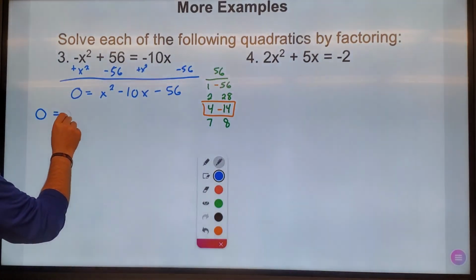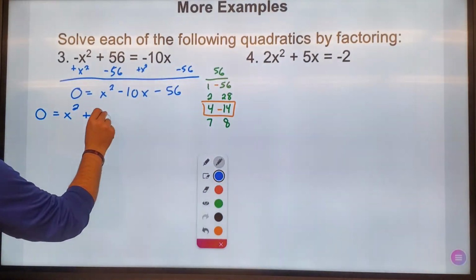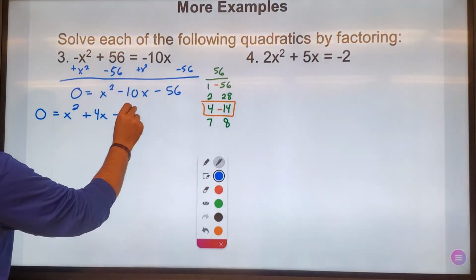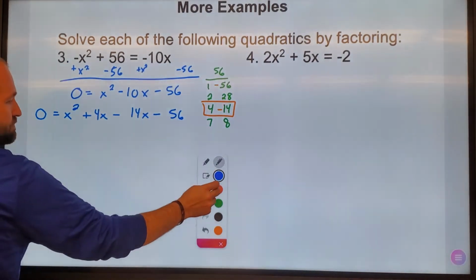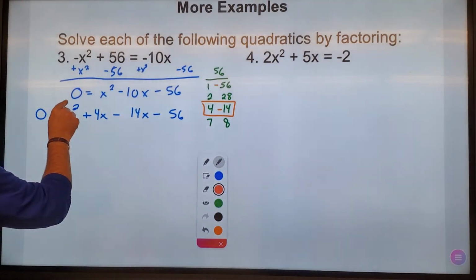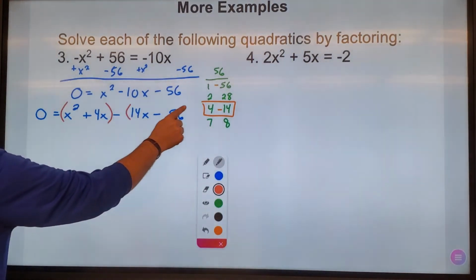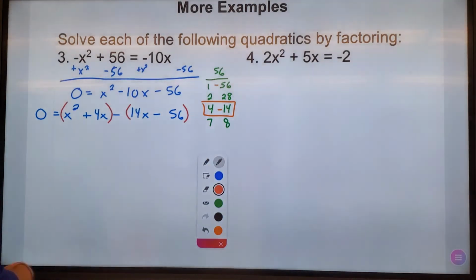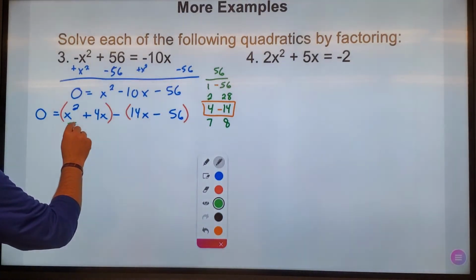0 equals x squared plus 4x minus 14x minus 56. Again, once I've separated that middle term into the two terms that combine to become that, I need to group: group, leave the sign in the middle, group. Then looking at what they have in common, x squared and 4x, I can divide both of them by x.